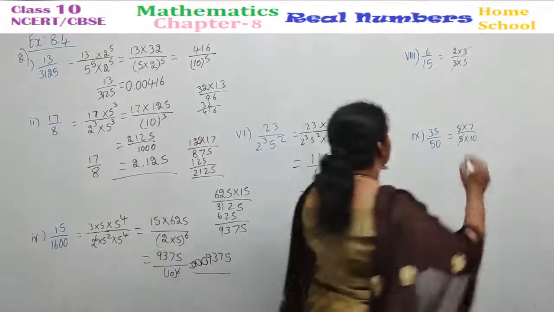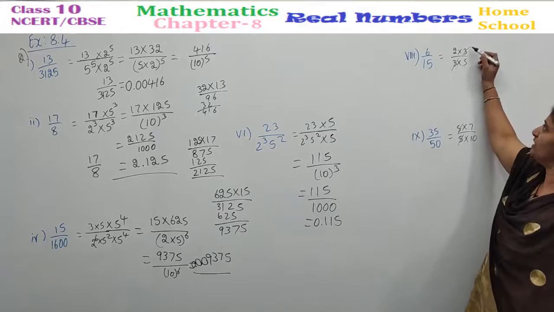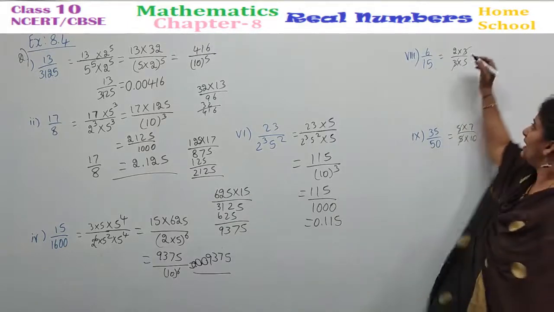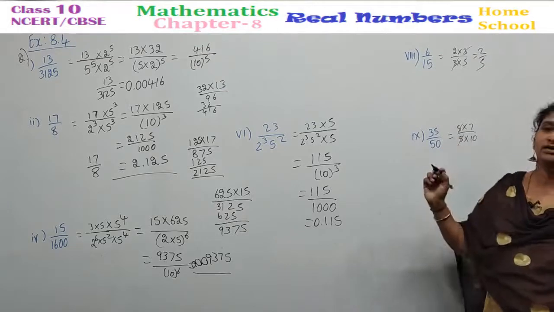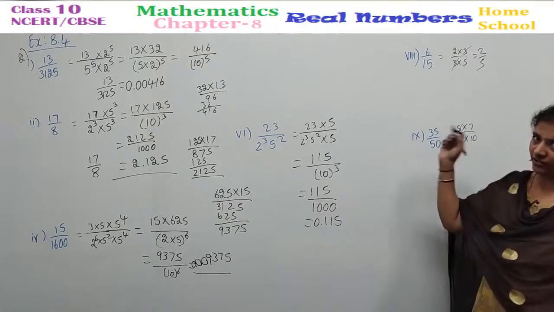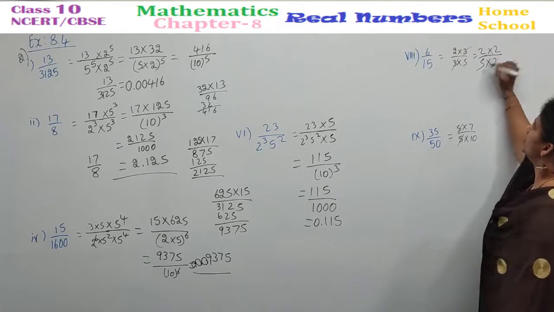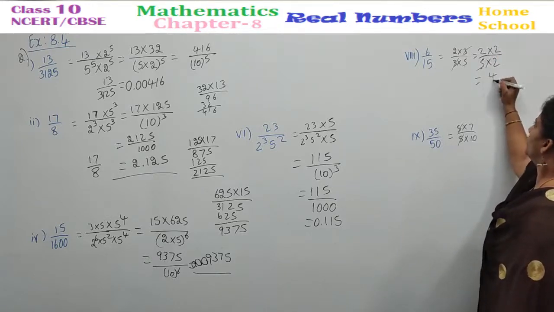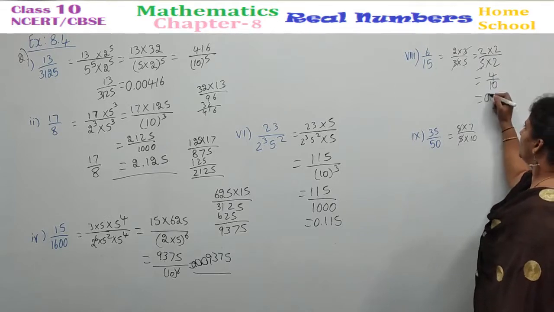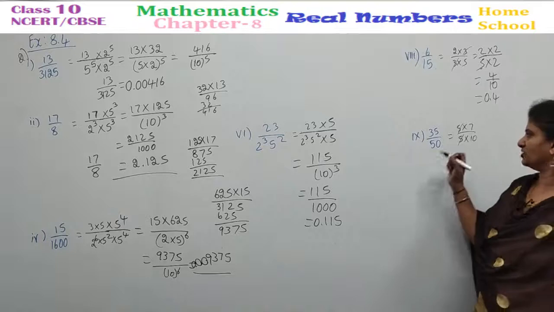See the next one, 6 by 15. 2 into 3, 3 into 5 we have written, 3 cancel. And it will be 2 by 5. I need to make denominator in the form of 10. So just multiply 2, then it becomes 10. 2 multiply for numerator and denominator. It will be 4 by 10. Directly you can write 0.4 is your terminating decimal expansion.